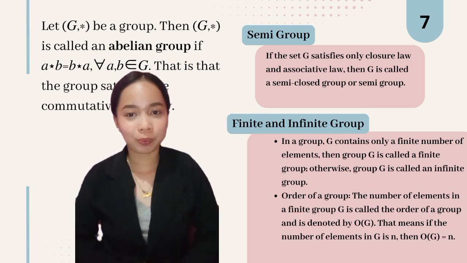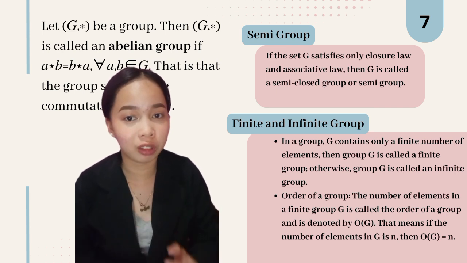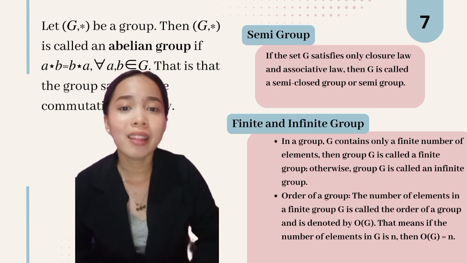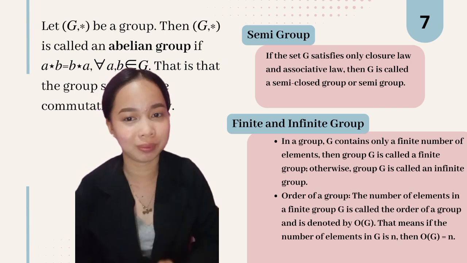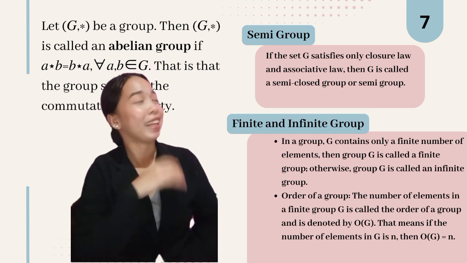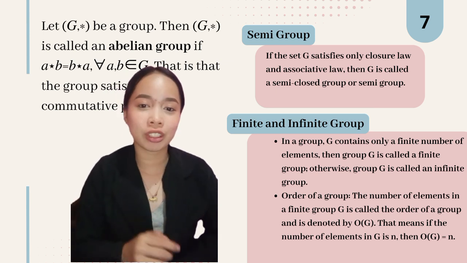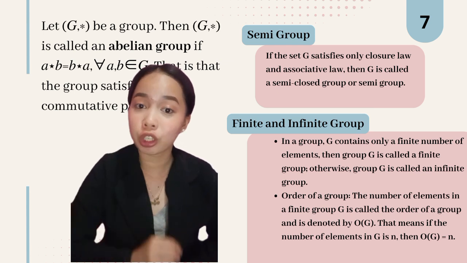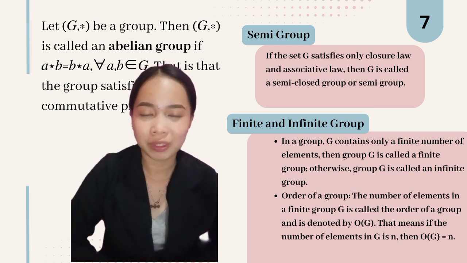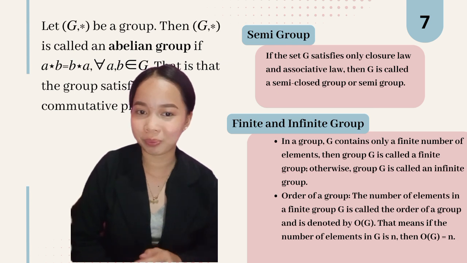Now, semigroup. If the set G satisfies only the closure law and the associative law, then G is called a semigroup. Now, finite and infinite group. If a group G contains only a finite number of elements, then group G is called a finite group. Otherwise, group G is called an infinite group.